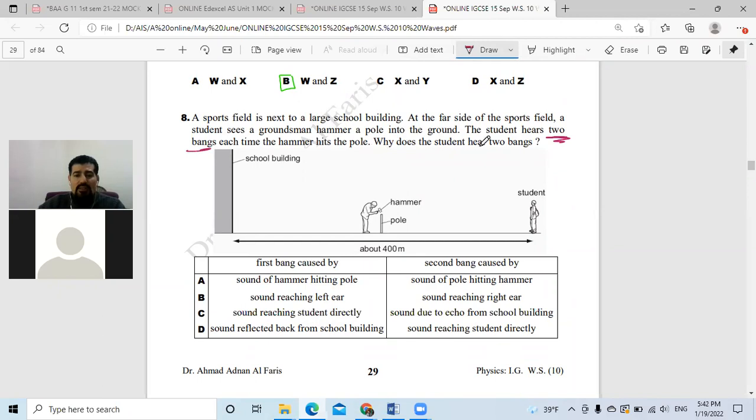Why does the student hear 2 bangs? One of the unrealistic answers is that the sound is heard from the right ear and from the left ear, and that's impossible. The correct answer is that the sound reaches the student directly from here to here. That's the first sound, and the second sound is as it reflects from the building and goes back to him. The sound reaching the student directly, and the second sound due to an echo from the building. So the answer is C.